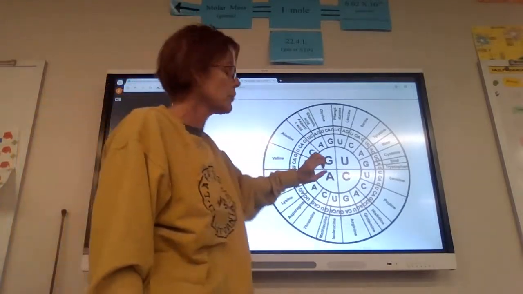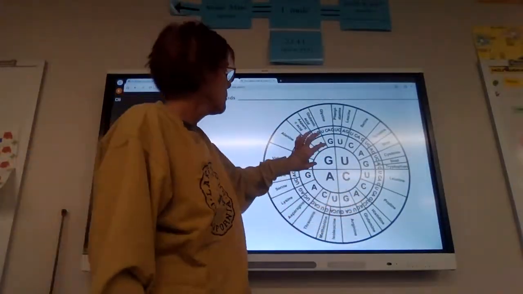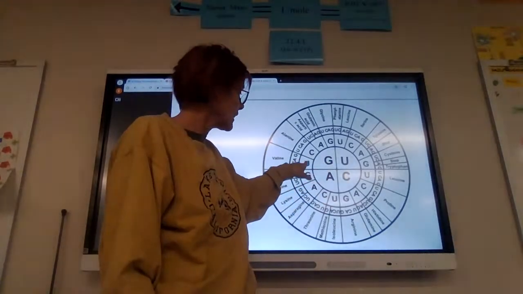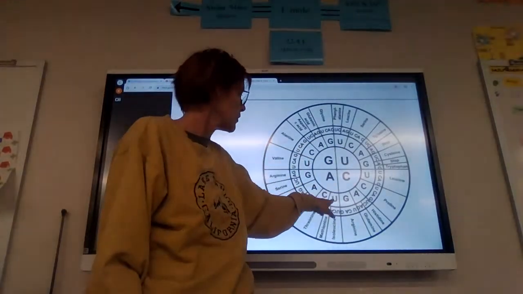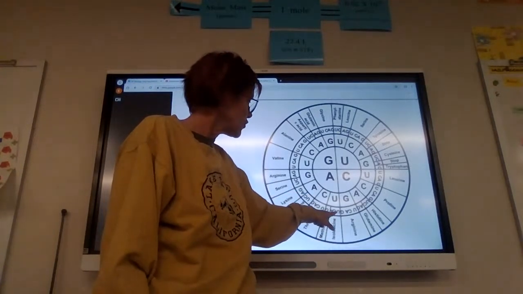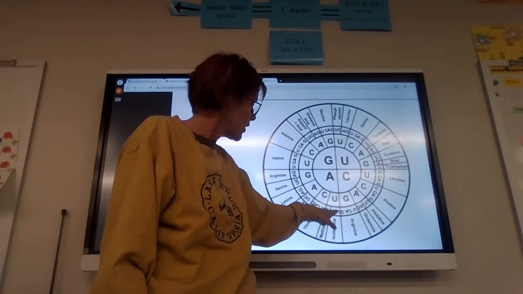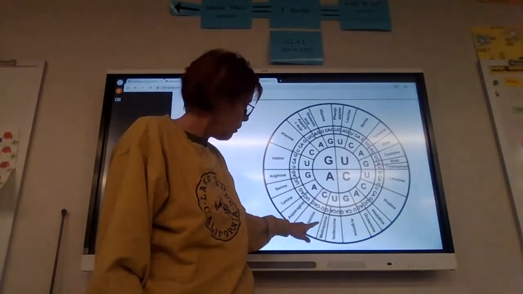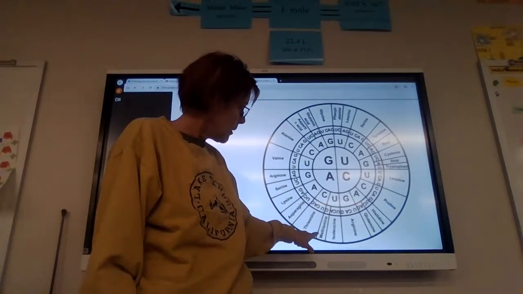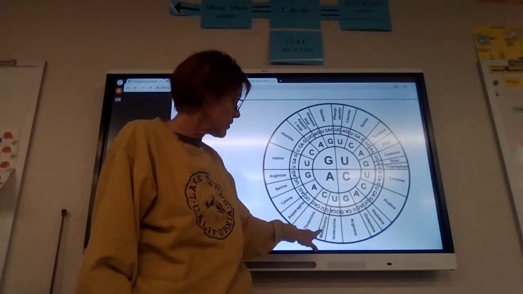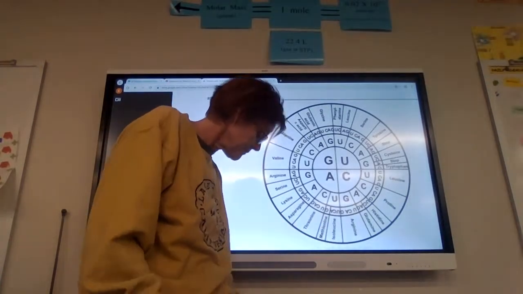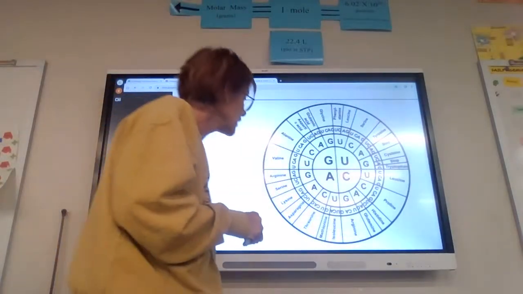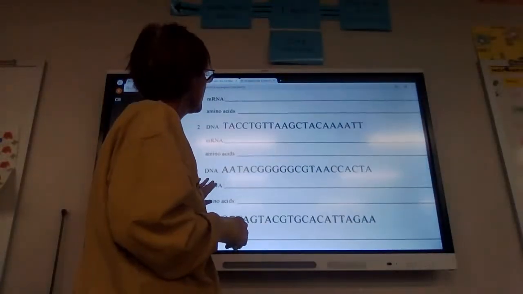So let's say I have AUG. My first letter goes in the center, so I go to A. My second letter is in this circle, so I go to U. Then I find the G. U, C, or A gives me isoleucine, but G gives me methionine. Methionine is also the start. On mine, it tells you that it's start.